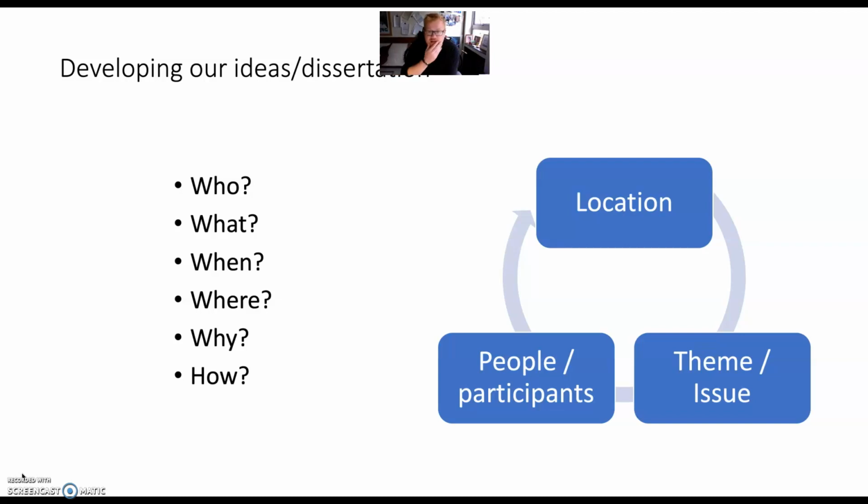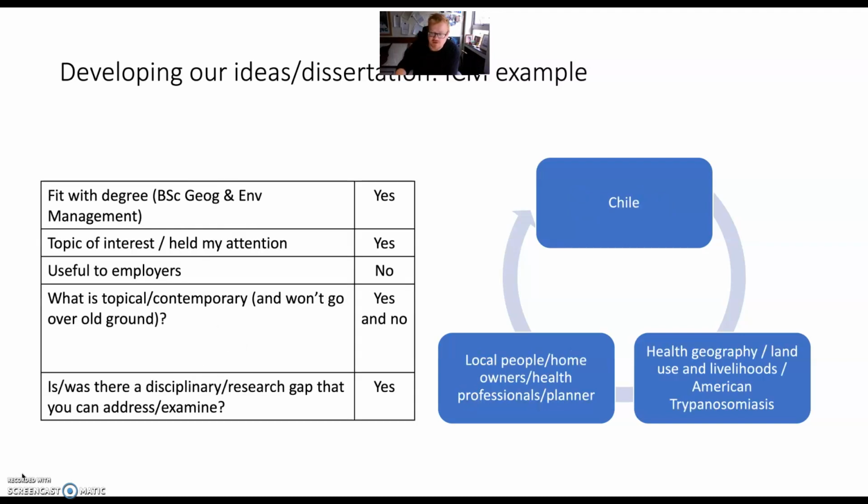And just to give you an example of this, I'll use my undergraduate dissertation. The location was South America, it was Chile. I was interested in going there. This is not how to do a dissertation, but I picked the location and then worked backwards from there. So I wanted to do it on American trypanosomiasis, a vector-borne disease which affected low-quality housing and poor health. So I was interested in land use and livelihoods and health geography. And after finding the location, I found a health issue which could be investigated.